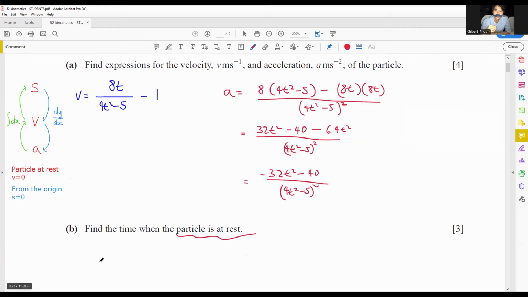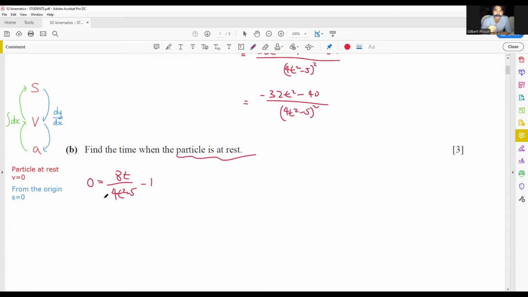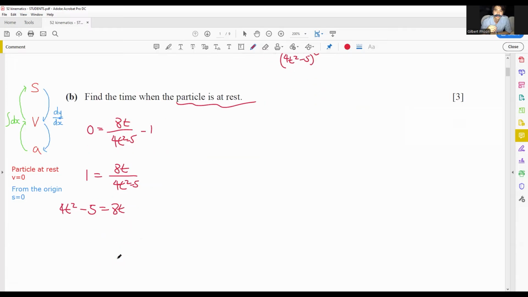Substituting v equals 0, 0 equals 8t over (4t² − 5) minus 1. Therefore, to solve for t, we just bring the 1 over, so 1 equals 8t over (4t² − 5). Bring the 4t² − 5 over, and you have 4t² − 5 equals 8t. Finally, solve it like a quadratic equation: 4t² − 8t − 5 equals 0.